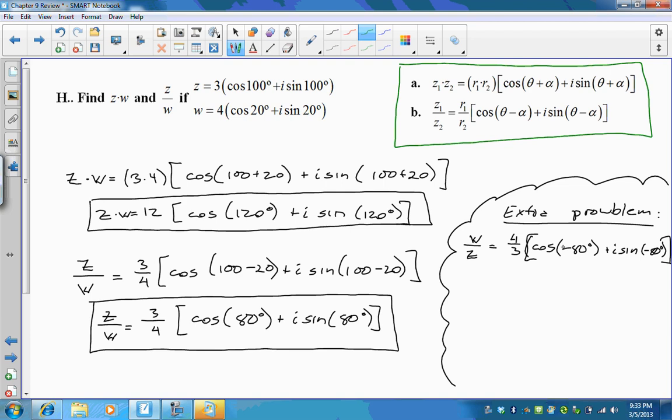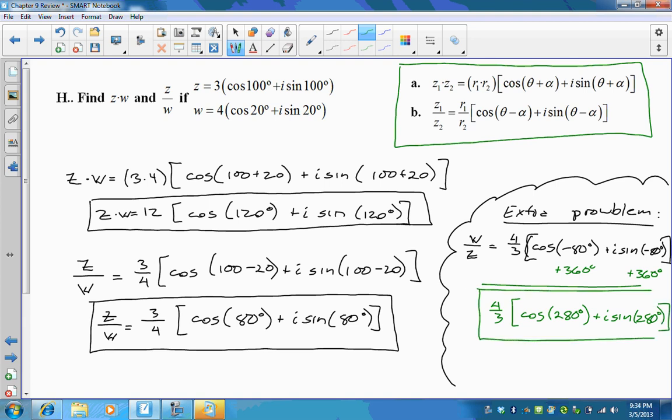So if you did get a negative angle, or if you got an angle that was over 360, then you would have to adjust for that. In this case, I will add 360 to both of them. That would give me 4/3 times the cosine of, let's see, 360 minus 80 is 280, plus I times the sine of 280. So be aware of that if it happens to show up on the test. When you're doing these things, I do want your angle to be between 0 and 360. So just in case that shows up, you have to do that.